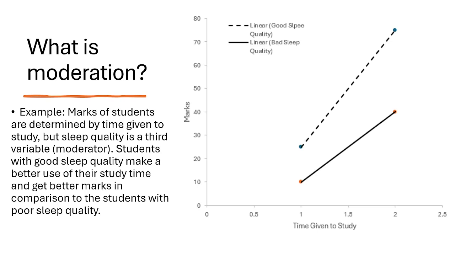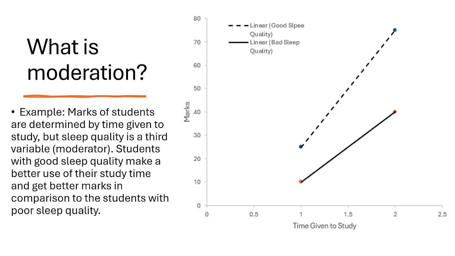We take an example here: marks of students are related to time given to study. If students give more time to study, they will get better marks. And if they give less time to study, they will get fewer marks. But now we introduce a new thing, that is sleep quality. If students have good sleep quality, when they give more time, the effect on marks will be highly pronounced. But if they have bad sleep quality, and they give more time to study, the effect will not be so pronounced.